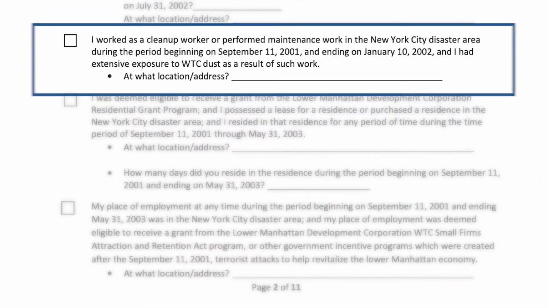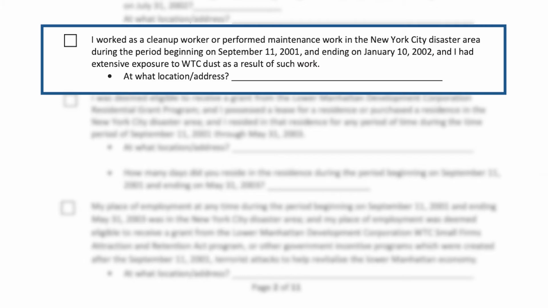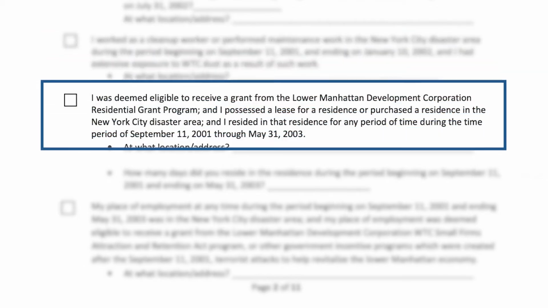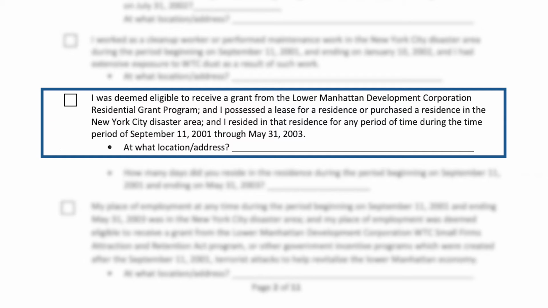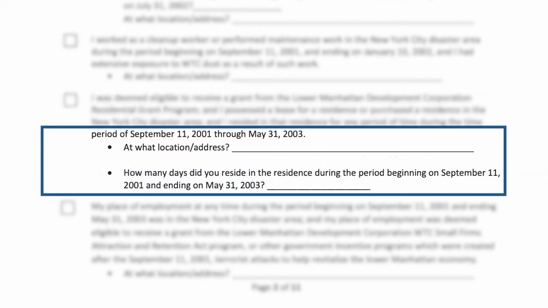If you worked as a cleanup worker or did maintenance work in the area from September 11th, 2001 to January 10th, 2002, check the box. Then fill in the location or the address where you worked. If you lived in the New York City disaster area during the time between September 11th, 2001 and May 31st, 2003, and were deemed eligible to receive a residential grant from the Lower Manhattan Development Corporation, or LMDC, check the box and put in the address and the number of days you were living there.